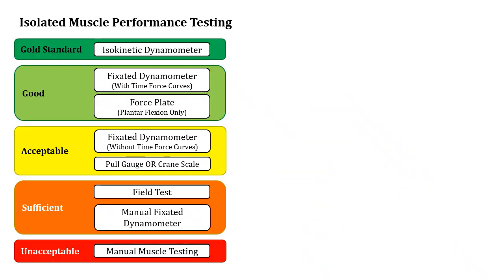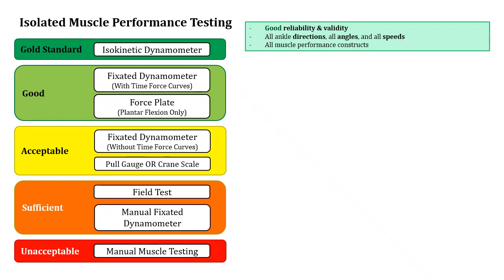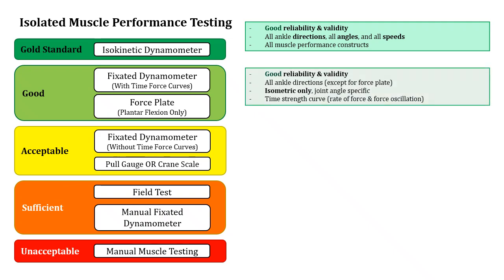So let's put some operational definitions to what I mean by gold standard, good, acceptable, and so on. So the gold standard, anything that falls within this could also accompany the isokinetic dynamometer in that category. So it needs to be good reliability and validity. We'll use the ankle as the example here. So all ankle directions, all angles, and all speeds can be tested.